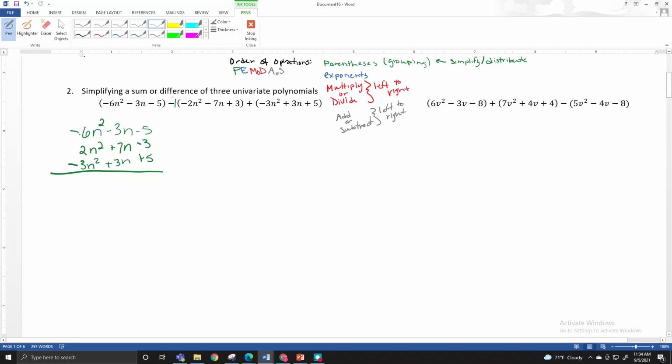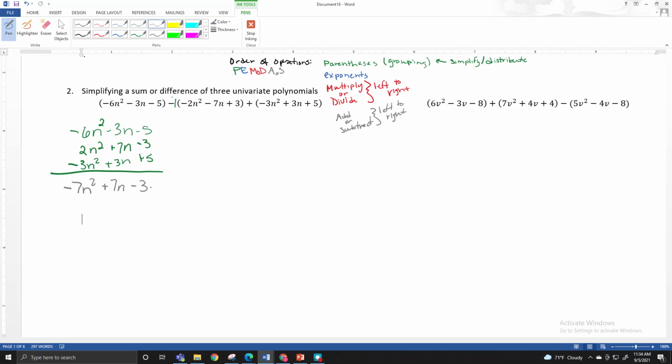So -6n plus 2n is -4, minus another 3 is -7n squared, because remember the exponents stay the same. And then a -3 and a +3, those cancel out, so I just have plus 7n. And then the -5 and the +5, those cancel out, and I have a -3. And now I have combined my like terms, I have gotten rid of my parentheses, and I cannot do anything else, and that is my final answer.